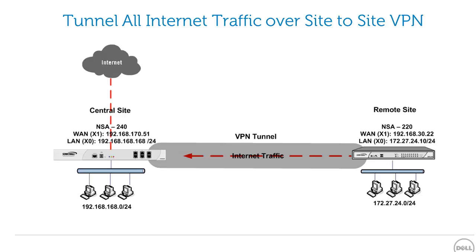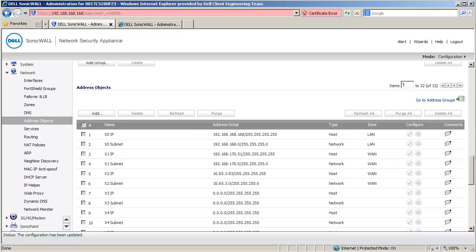Our objective is to set up a VPN tunnel between these two sites and then route all traffic from remote site through the central site SonicWall's WAN. We begin by configuring the central site SonicWall. I am now logged into the management interface of the SonicWall at central site and have navigated to the address objects page under network.